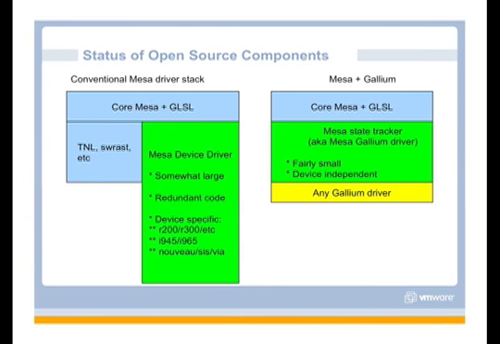So on the right, we have the new MESA Gallium stack. And again, we have core MESA and the shading language compiler. And then underneath that, we have the MESA state tracker, the MESA Gallium driver. And it does two things. It adapts MESA to the Gallium interface, and it also lifts a bunch of code that used to be in these individual DRI or hardware drivers into a common reusable package.